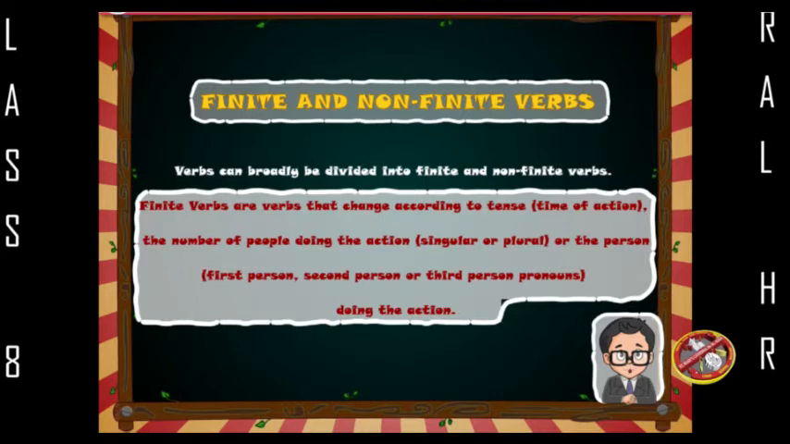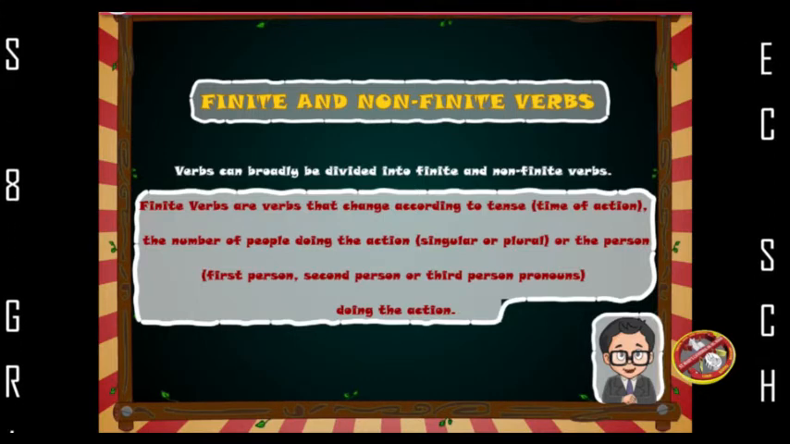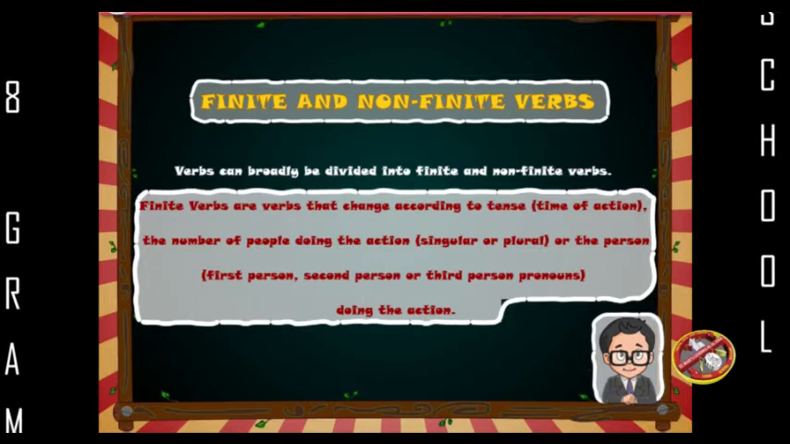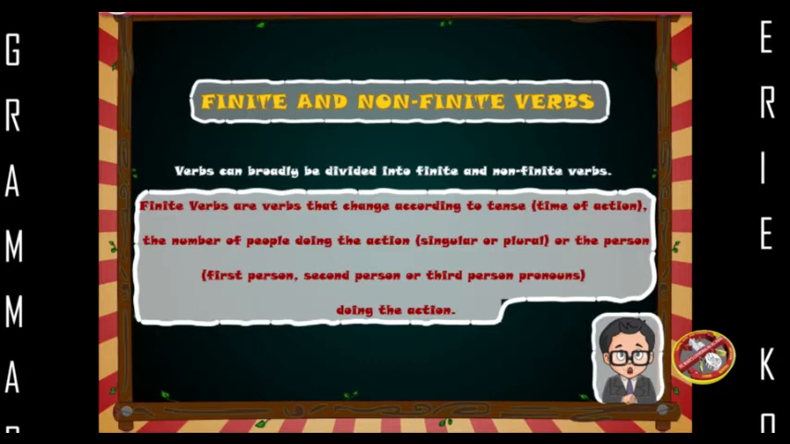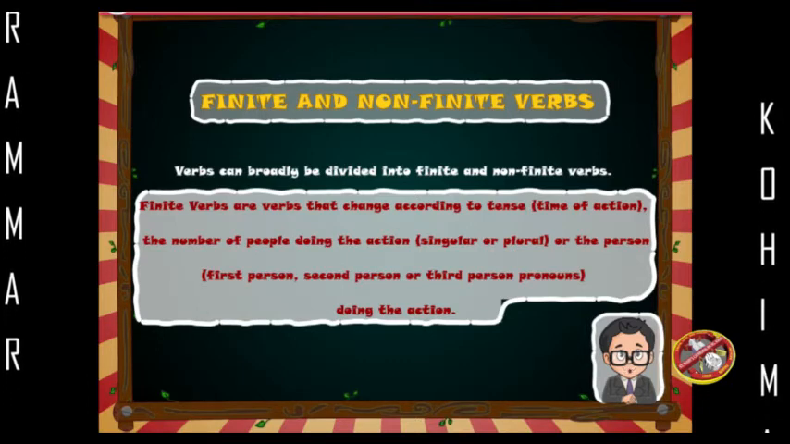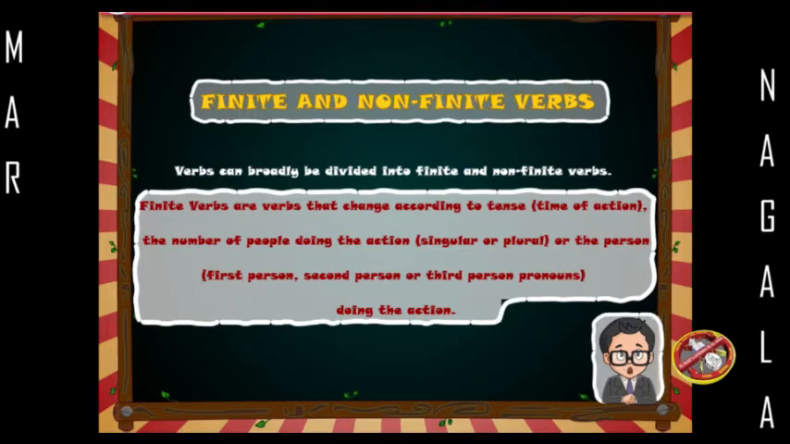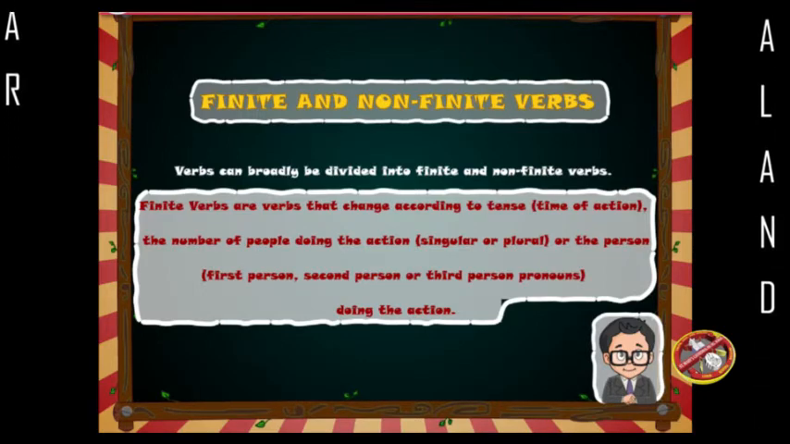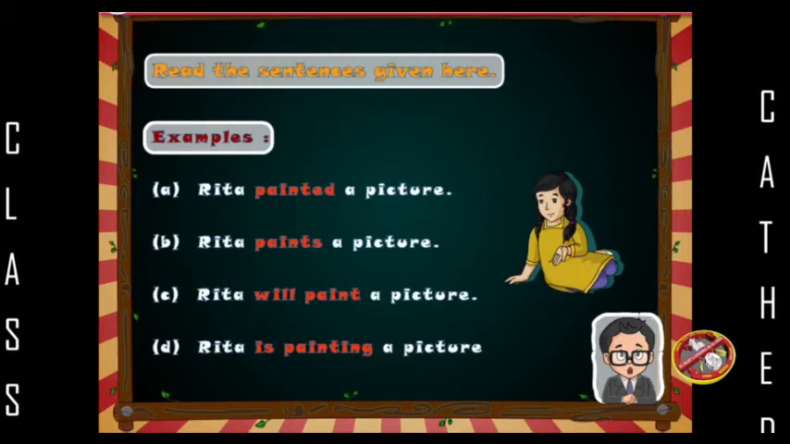Verbs can broadly be divided into finite and non-finite verbs. Finite verbs are verbs that change according to tense, time of action, the number of people doing the action, singular or plural, or the person, first person, second person, or third person pronouns doing the action. This is explained with the help of given examples. You will note how the form of a finite verb changes. Read the sentences given here.